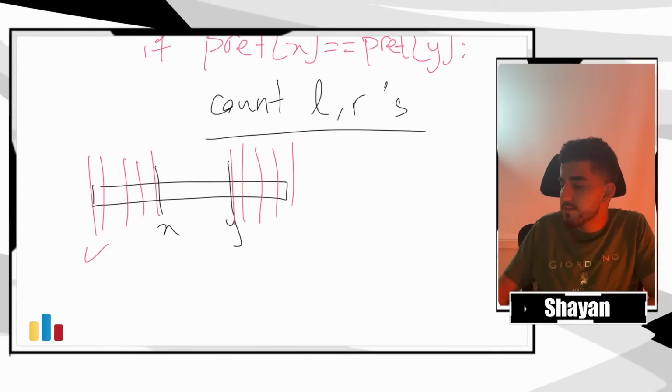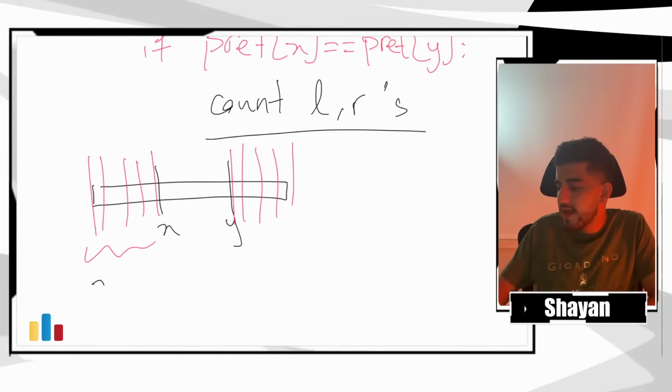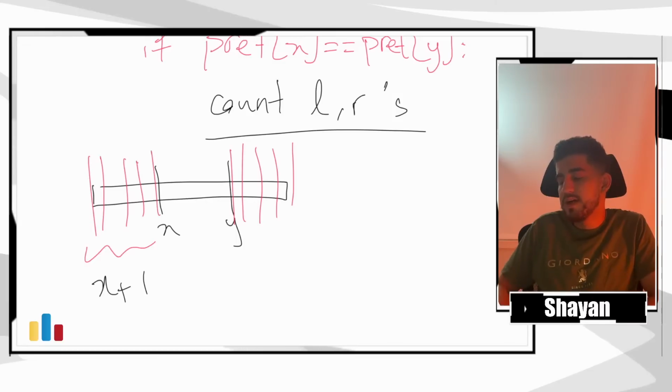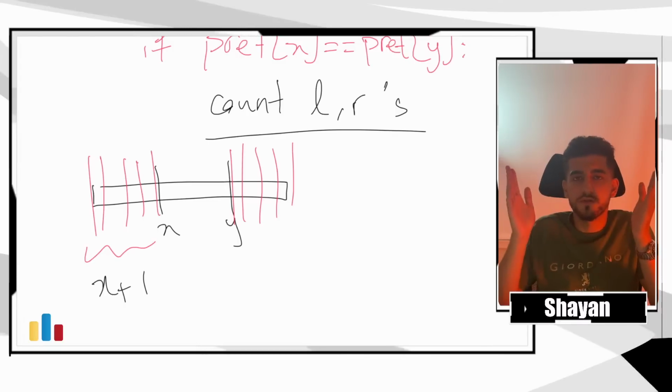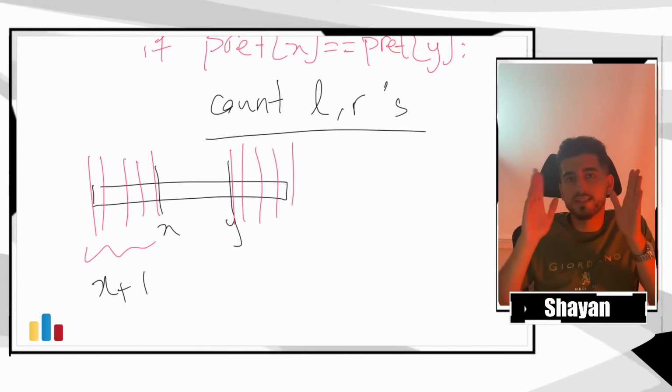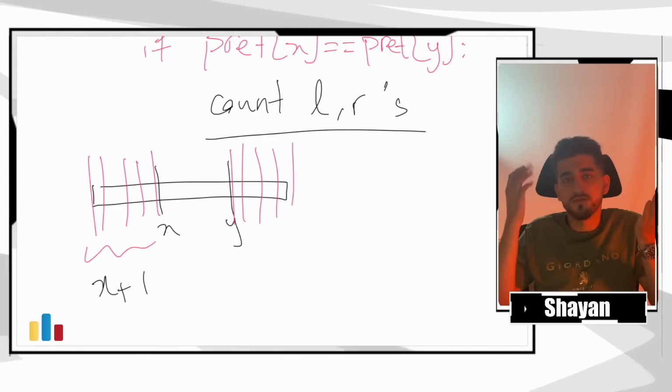So how many good L's do I have? The number of good L's is going to be x plus 1, because everything from 0 to x itself is good. The number of them is going to be x plus 1.